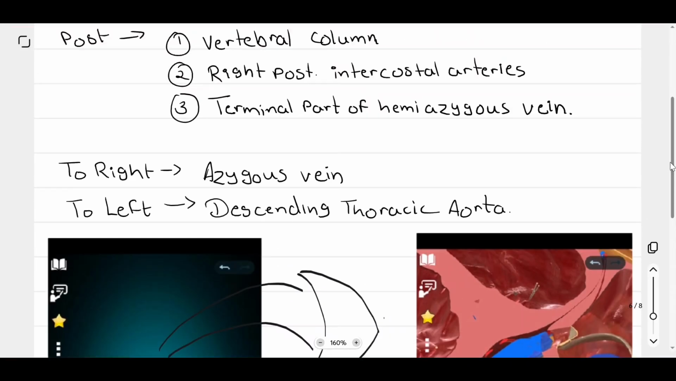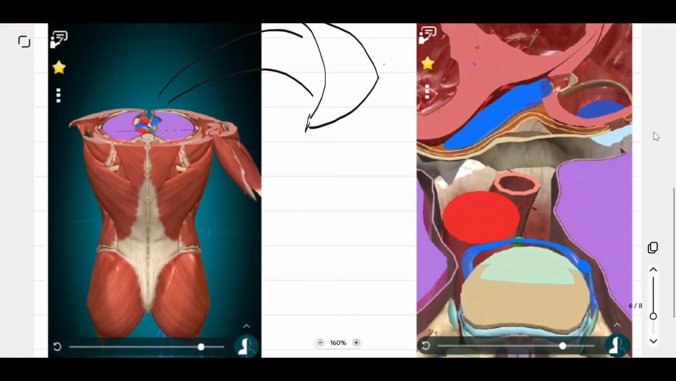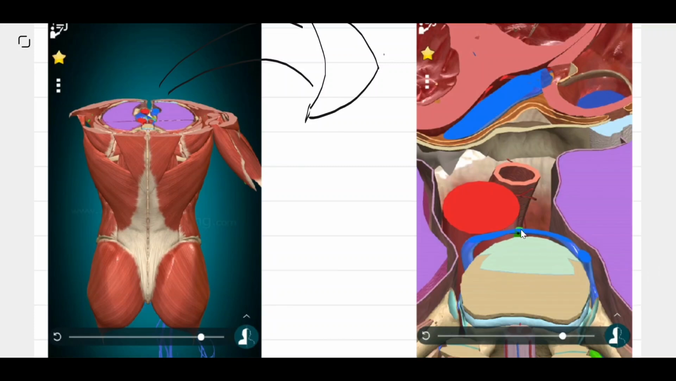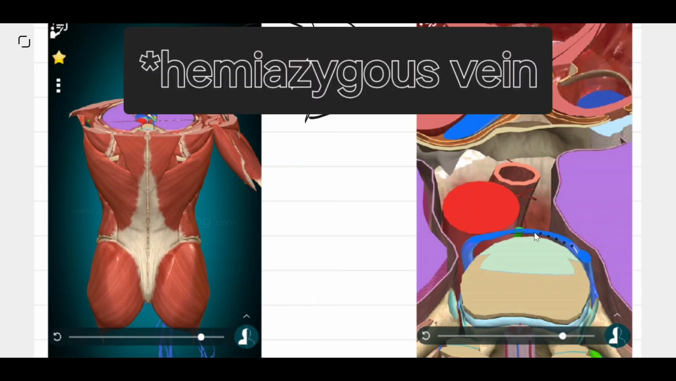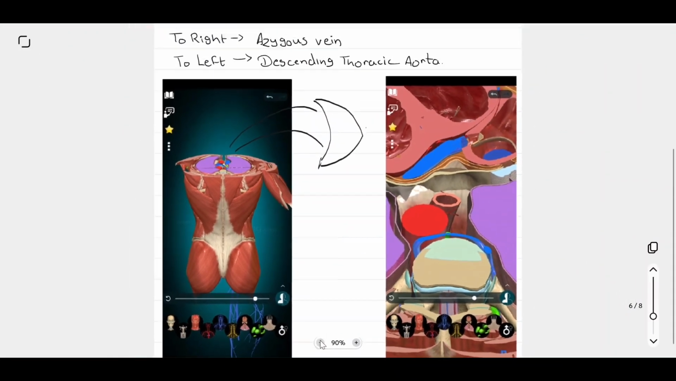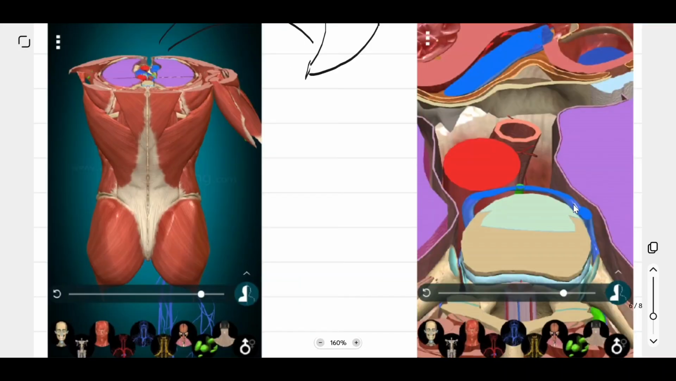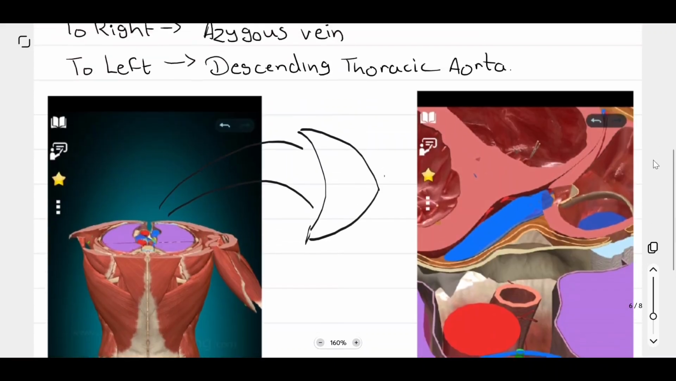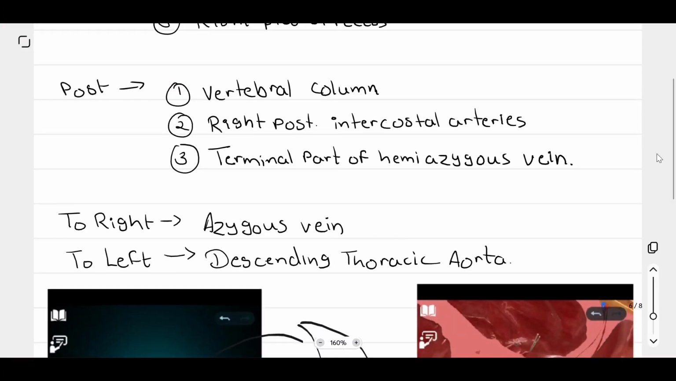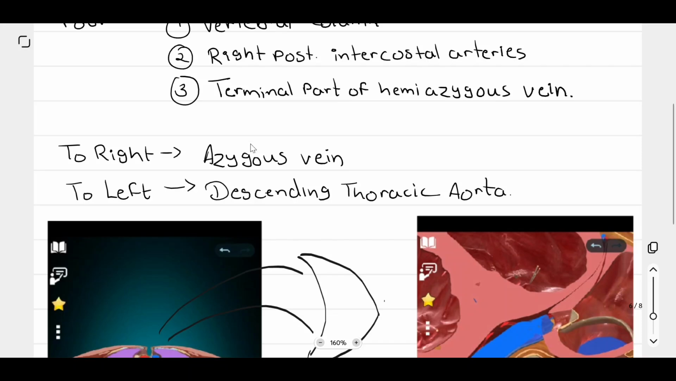As I have shown you, this is my thoracic duct. This is the vertebral column right here. And this is the terminal part of the azygos vein, which is lying posterior to the thoracic duct. Also the posterior intercostal arteries, which are not shown in this diagram, but it should make sense to you that arteries are present in between the ribs, which lie posterior to this thoracic duct. Done with the anterior and posterior.